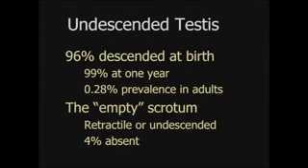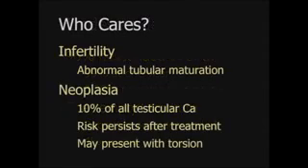Most of the time in children, an empty scrotum is really due to a retractile testis, although there is a fairly decent percentage of undescended testes. Only about 4% of testes are truly absent. And the reason this is important is that undescended testes can lead to infertility through abnormal tubular maturation, and there's a fairly significant risk of neoplasia. 10% of all testicular cancers arise in undescended testes, and these risks, it's important to remember, persist after treatment, as well as these children may present with testicular torsion of these non-descended testes.